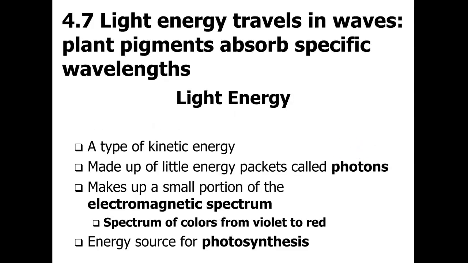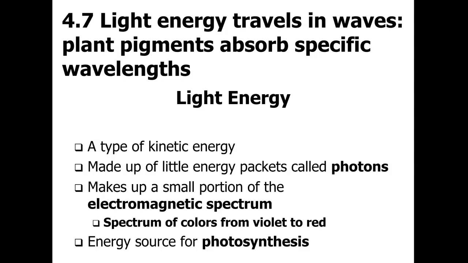Light energy is going to travel in waves, so plant pigments are going to absorb specific wavelengths. So light energy, like we said, is going to be a type of kinetic energy. It is moving. It's made up of little energy packets that are referred to as photons. This makes up a small portion of the electromagnetic spectrum. The spectrum of colors are going to range from violet to red.